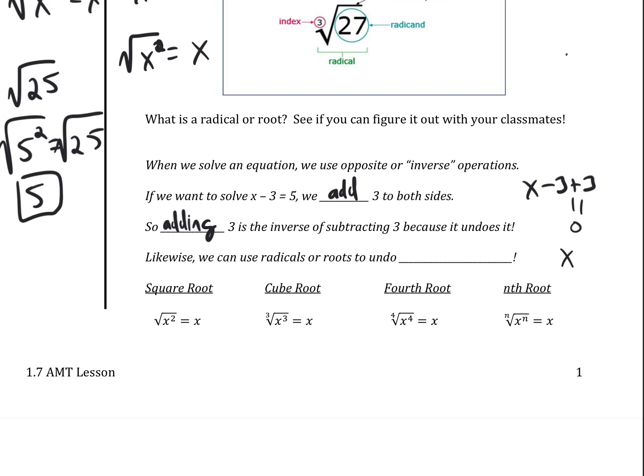Same thing with, like, if we had 2 times x. If you divide by 2, well, 2 over 2 is just going to equal 1, so we get 1x or just x, okay? All right, so likewise, we're going to use radicals or roots to undo exponents. To undo what? Exponents, okay? And so we have different types of roots. We have square root, cube root, fourth root, nth root. It can have like a 17th root. It really depends, but these ones are the more popular ones down here, okay?